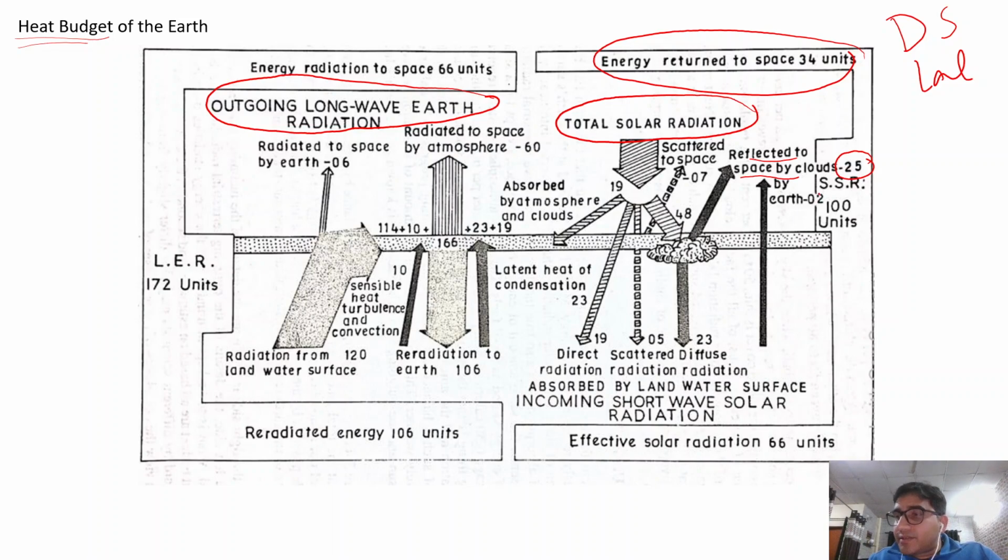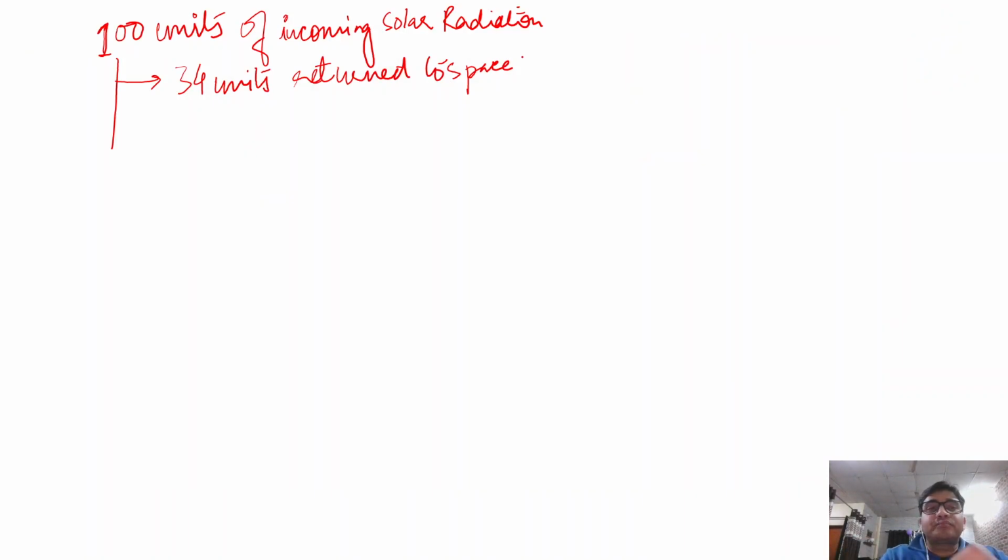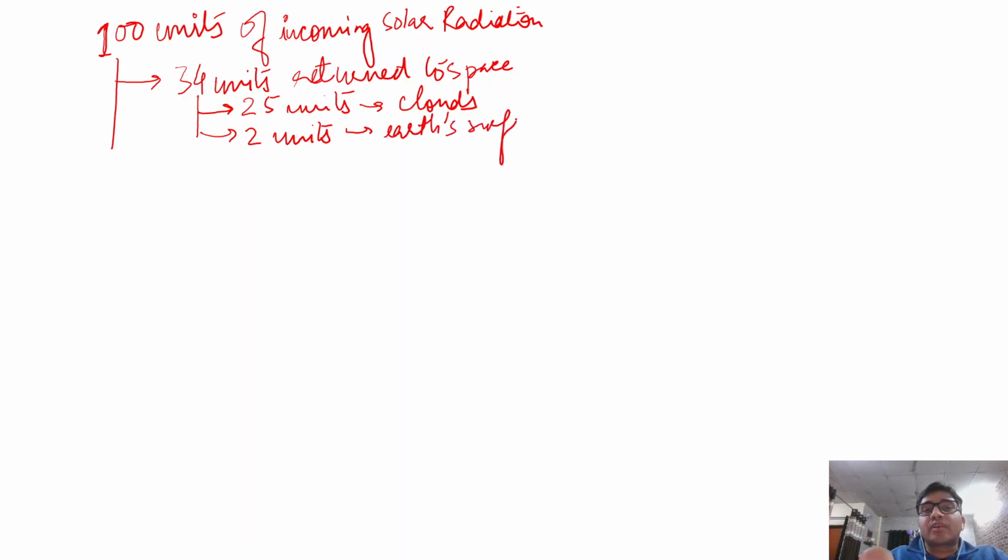Around 2 units are reflected back by the earth's surface, and 7 units are, sorry, not reflected, 7 units are scattered by the atmospheric particles. So out of this 34, we have 25 units reflected by clouds, 2 units reflected by the earth's surface, and 7 units scattered.